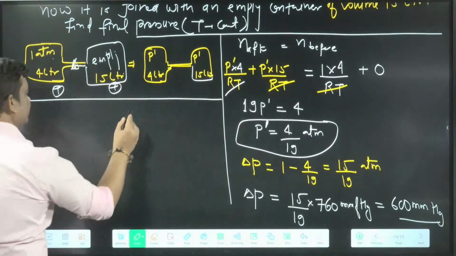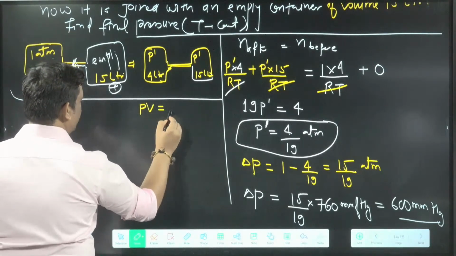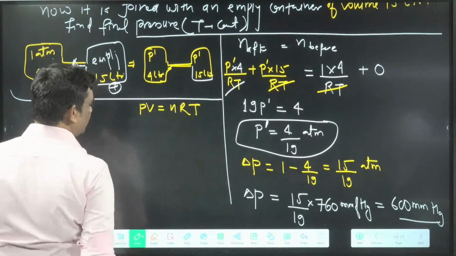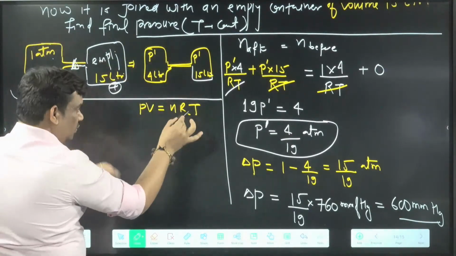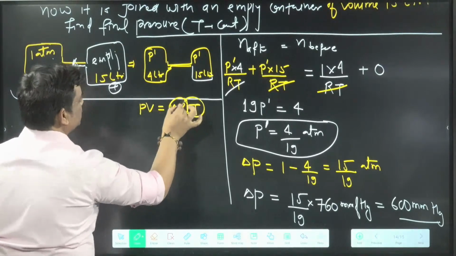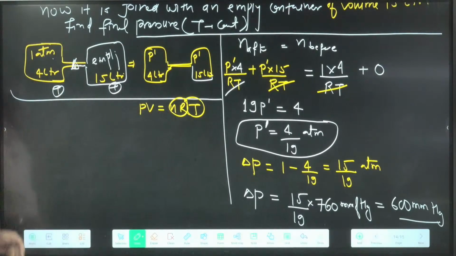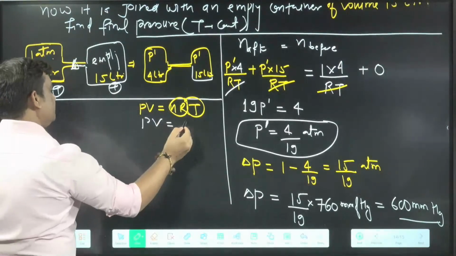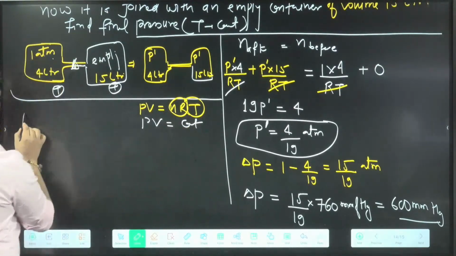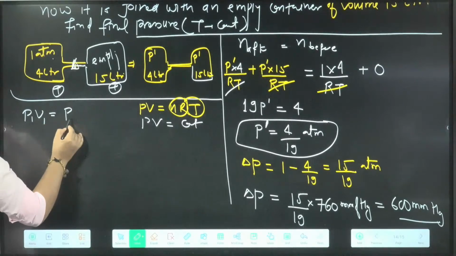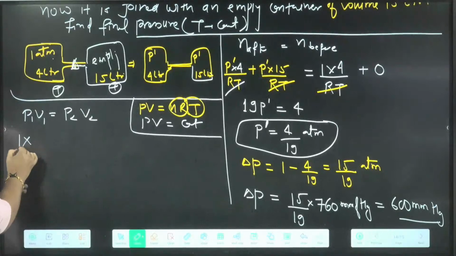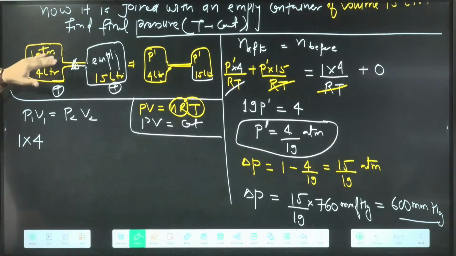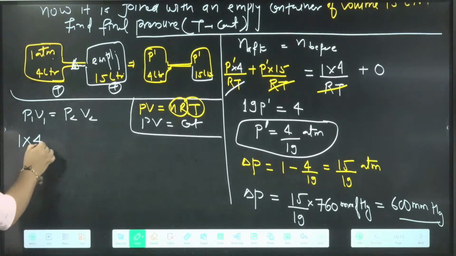The second method is PV equal to nRT. In this question, as a whole, the moles are constant and the temperature is constant, so PV is also going to be constant, and we can use P1 V1 equal to P2 V2. The initial pressure is 1, and the initial volume was only 4 liter because the gas was only in this container.